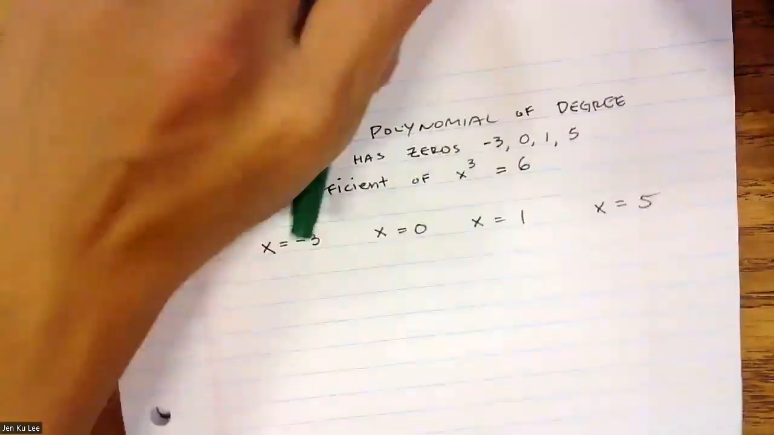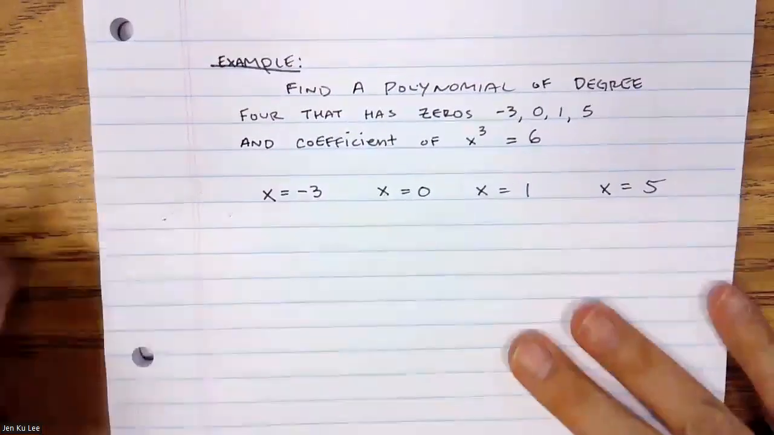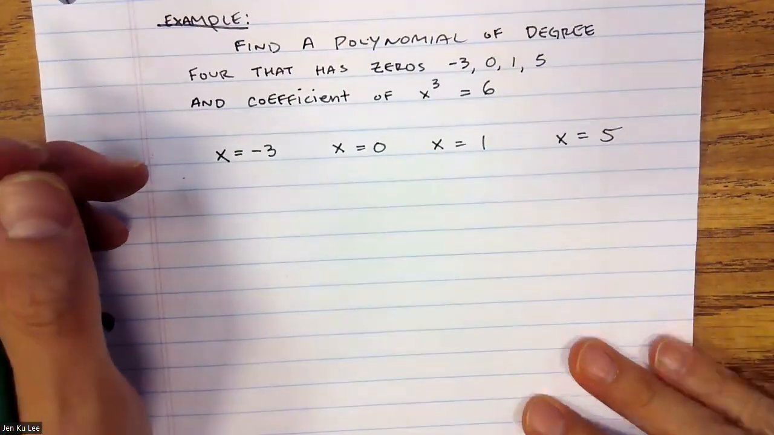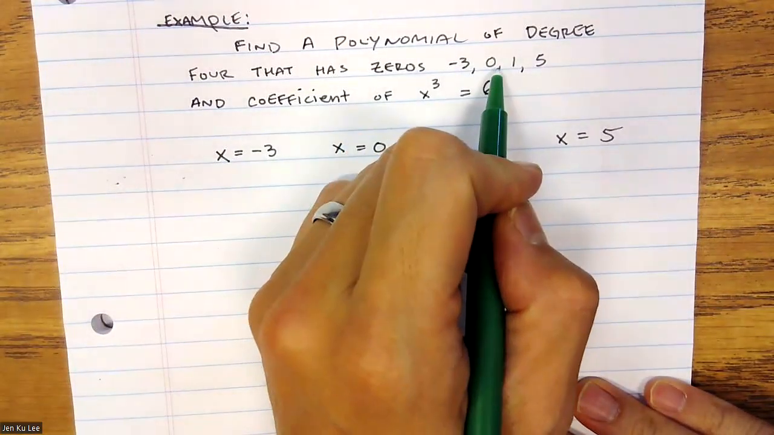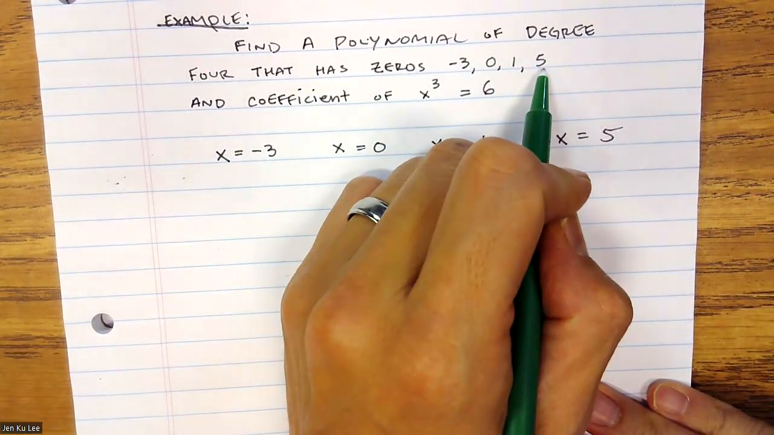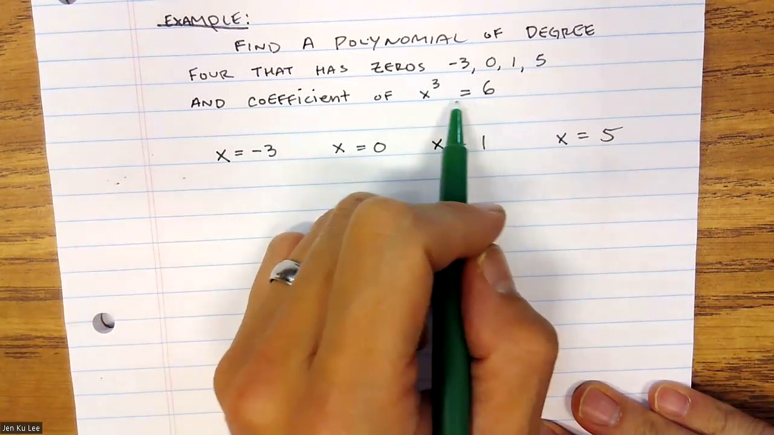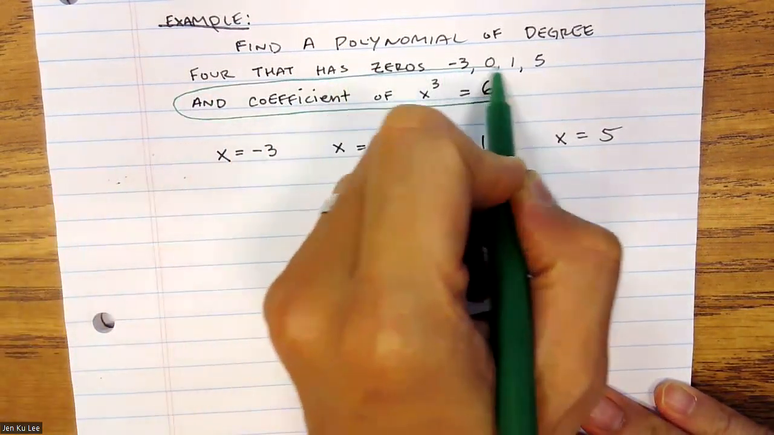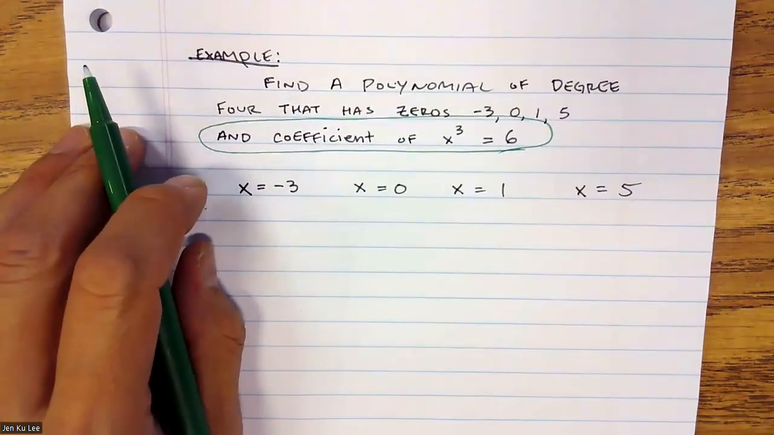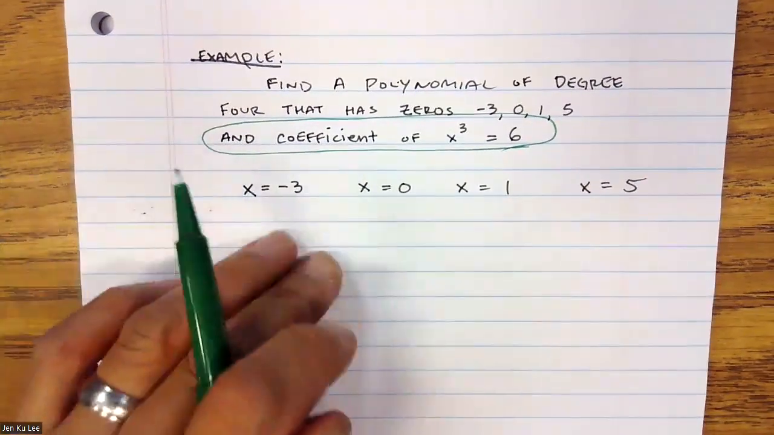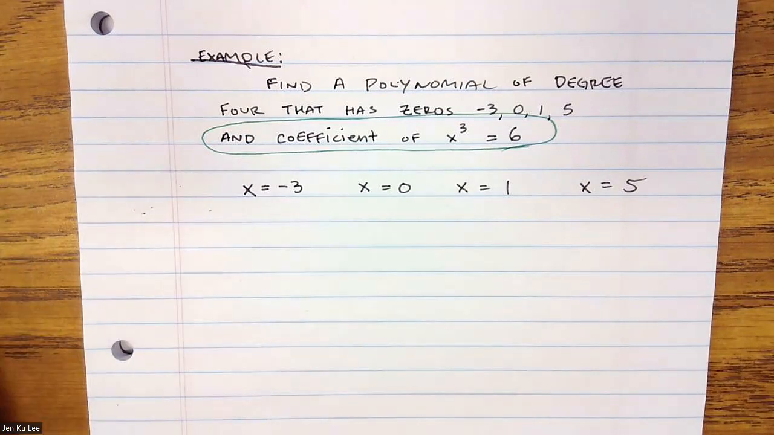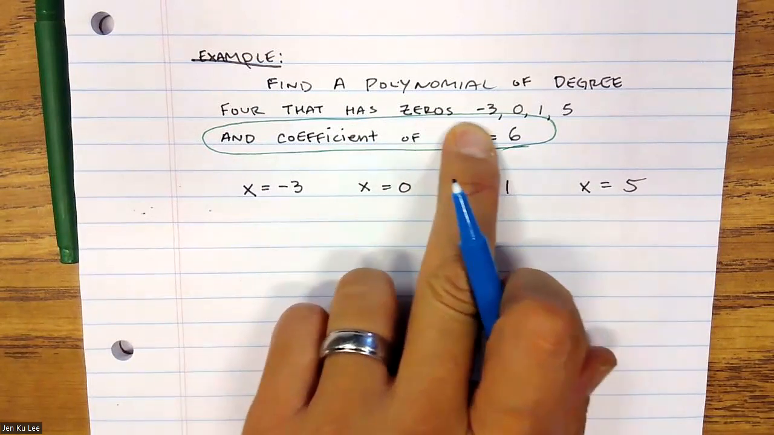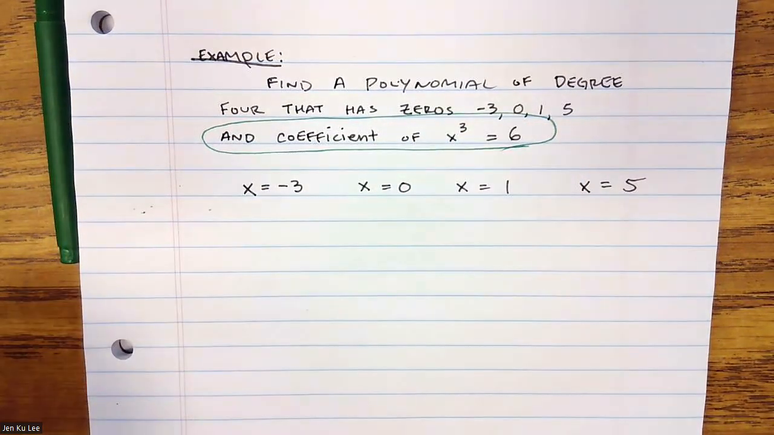So this is my last example. Find a polynomial of degree 4 that has zeros -3, 0, 1, 5, and the coefficient of x cubed is 6. Do not worry about this last part right now; we'll get to it when we do everything here. I have 4 zeros.